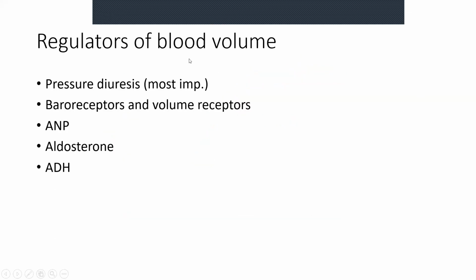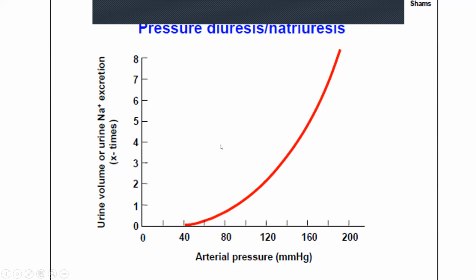So here's a bunch of regulators of blood volume. We spoke about ADH before, and here's a bunch of others. You have pressure diuresis, which is the most important, and it's what we're going to talk about next. And you have all these other nice looking mechanisms. So first of all, pressure diuresis, which is a very fancy and weird word, but all it's really saying is that the higher your blood pressure, the more urine you're going to be producing.